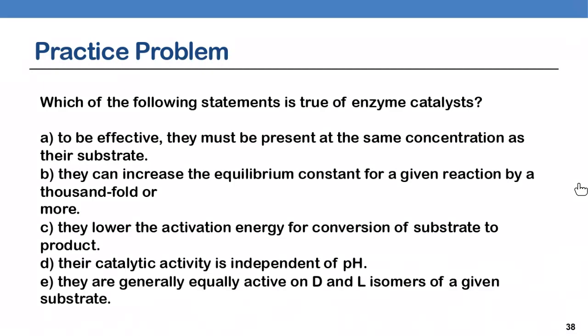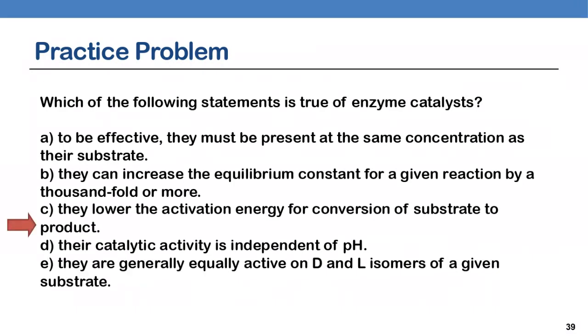All right, for the most part, you guys are getting the correct answer, which is C. A couple students said B, so remember it's not the equilibrium constant, the overall constant of the reaction, that is changing, it's the activation energy to reach that equilibrium. So you're able to reach that equilibrium faster in the presence of an enzyme.